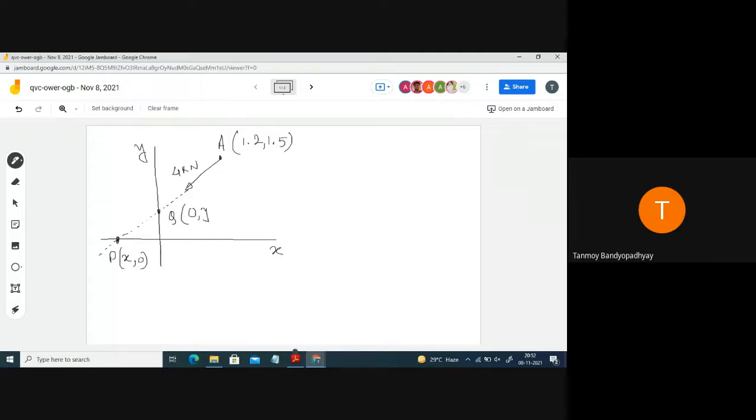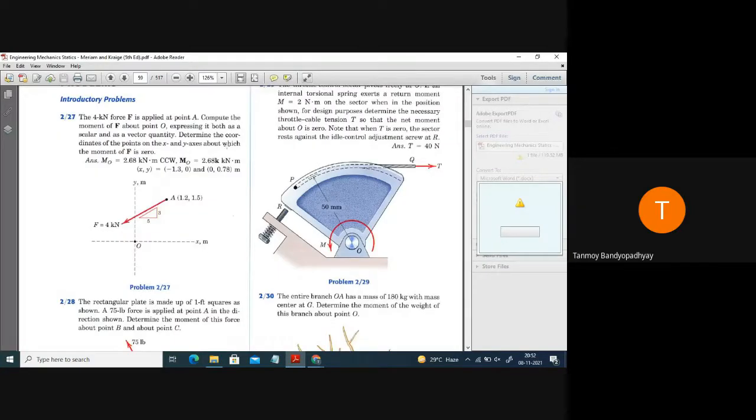say 0 comma y. So in this question, we are supposed to determine the coordinates of the point on the x and y axis about which the moment of the force is 0. So we have to determine 2 points on the x and the y axis. So this force is meeting the x axis at a certain point, say x comma 0, and again it is meeting the y axis at a certain point, say 0 comma y. So we have to determine 2 points where the force passes through the x and the y axis, where the moment of the force vanishes.